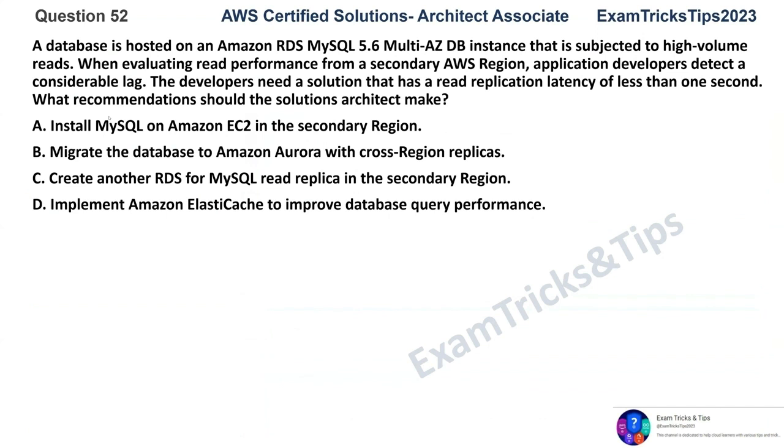Question number 52, a database is hosted on an Amazon RDS MySQL 5.6 multi-AZ DB instance that is subjected to high volume reads. When evaluating read performance from a secondary AWS region, the application developer detects a considerable lag. The developer needs a solution that has a read replication latency of less than 1 second. What recommendation should the solutions architect make?